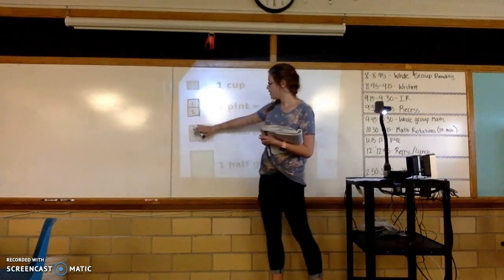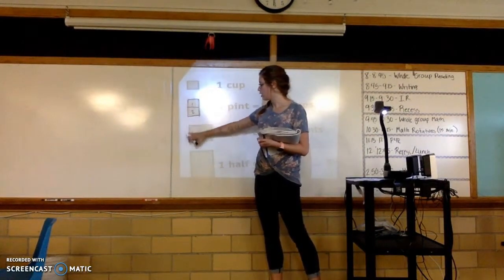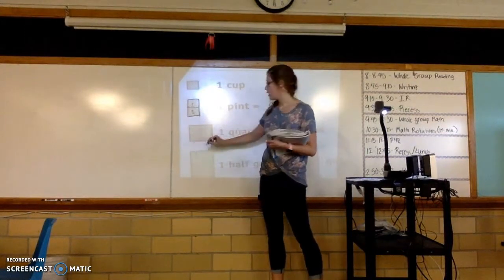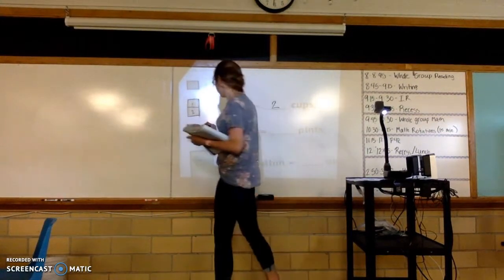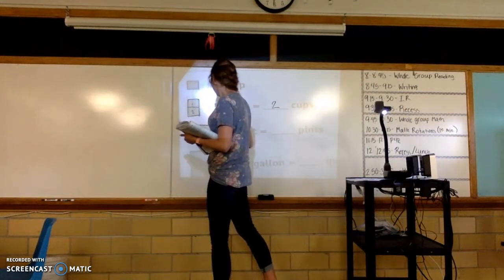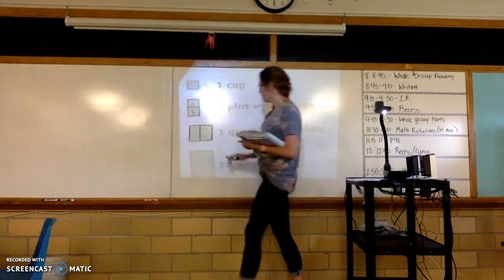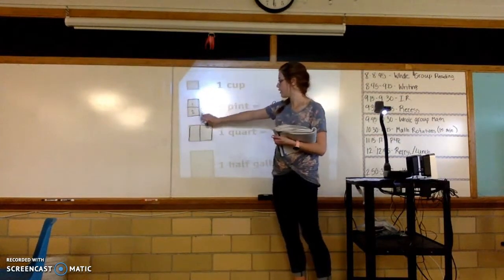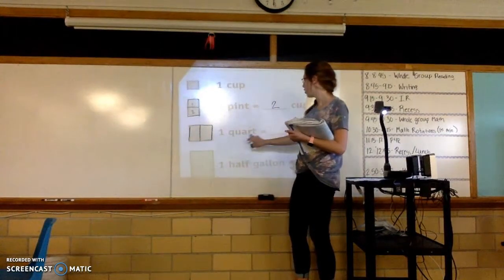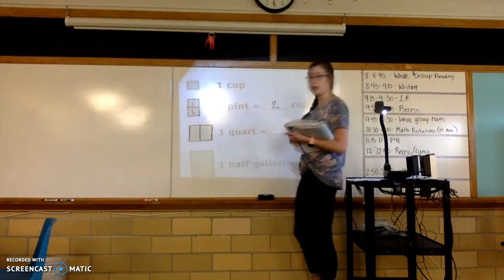If you look right here, this is what the pint looked like, this rectangular shape, but there's 2 of them again. Okay, so there's 2 pints. There's 1 pint right there, and we see that there's 2 of them right here. So 1 quart is equal to 2 pints.